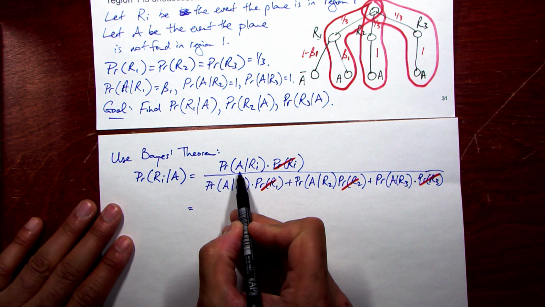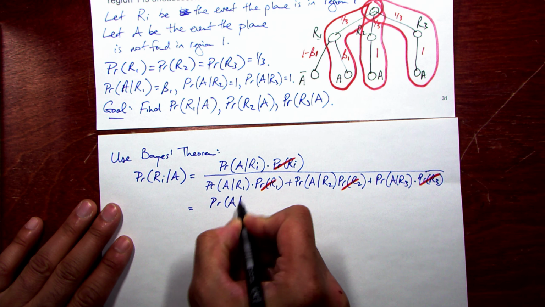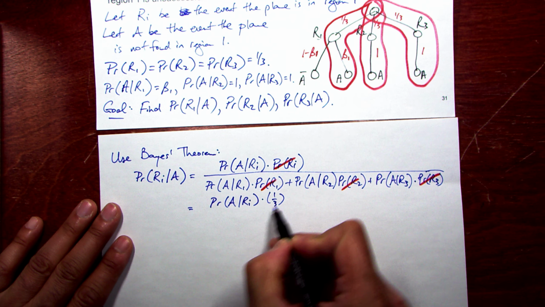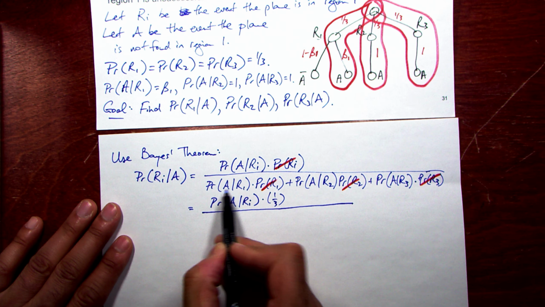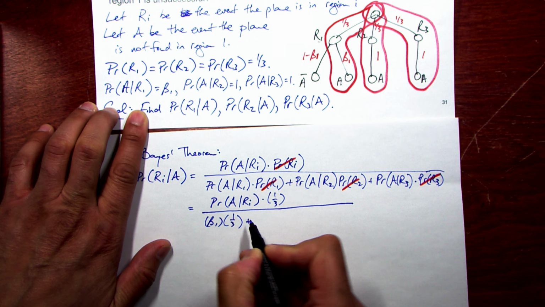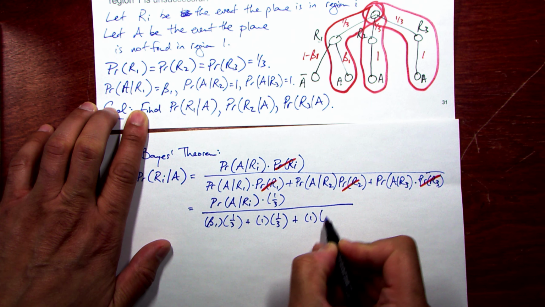Okay, probability of A given Ri is different for all of them. I'm going to leave that alone, and we'll substitute that later for three different cases. And that's a third there. The other ones in the denominator are, let's sum them in, beta 1 times a third, plus 1 times a third, plus 1 times a third.